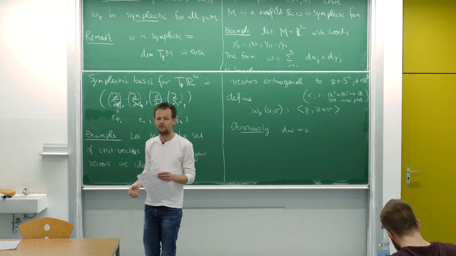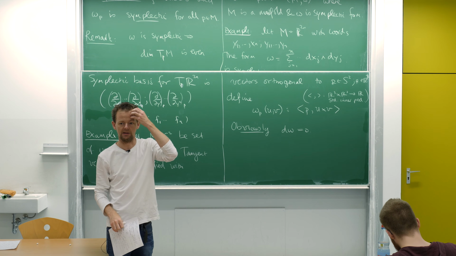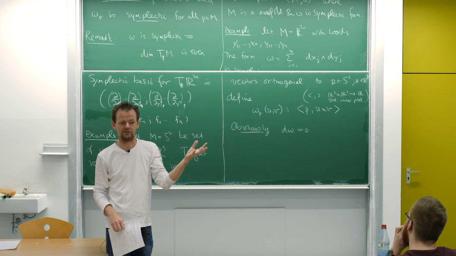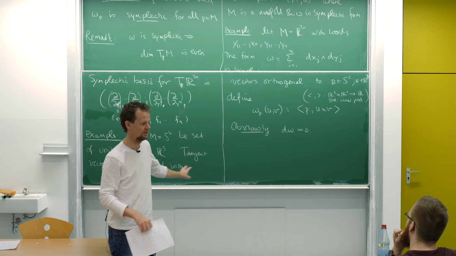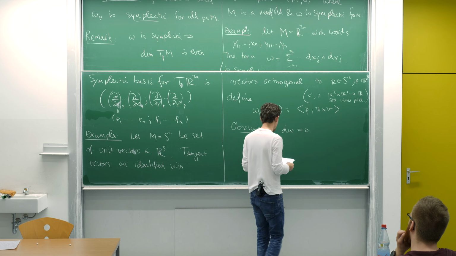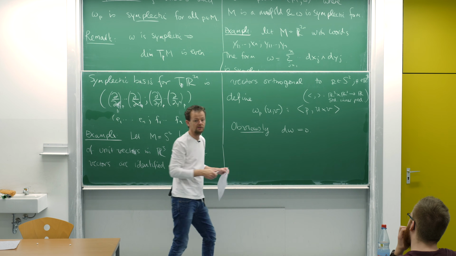The reason this is obvious is that if it wasn't closed, that would mean d omega is not 0. But there are no differential forms of degree 3 on a two-dimensional manifold. The vector space is already zero-dimensional. So it's almost on its way to being a symplectic form.